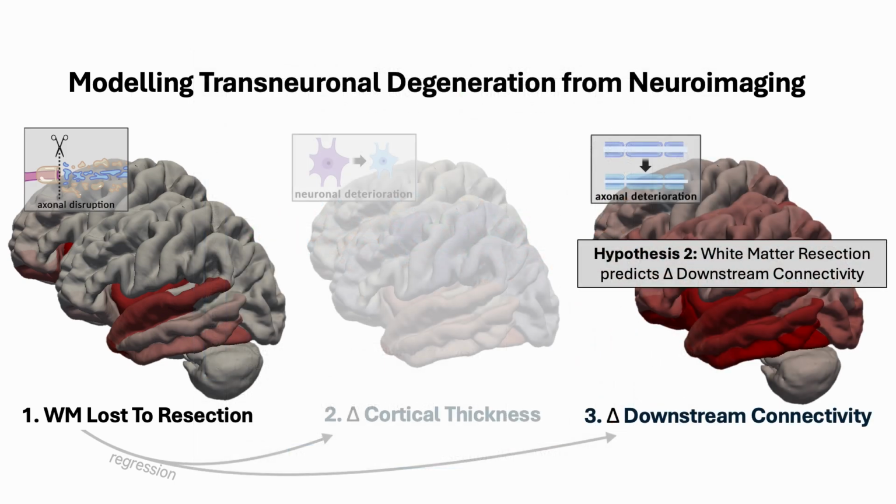We then asked, can white matter losses also predict changes in downstream connectivity? And I will now show you two regression plots testing this relationship. The first one will show connectivity changes that were reconstructed using standard methods, and the second one will show connectivity changes that were reconstructed using a new robust method.